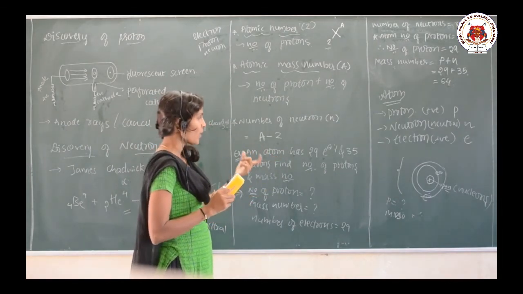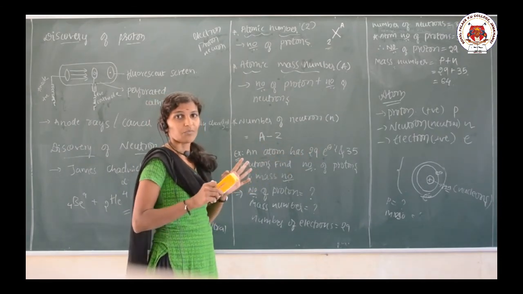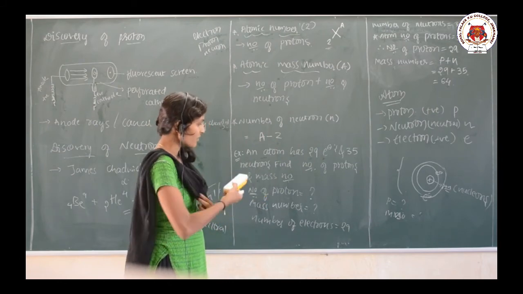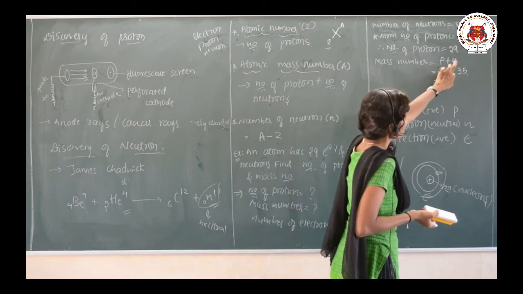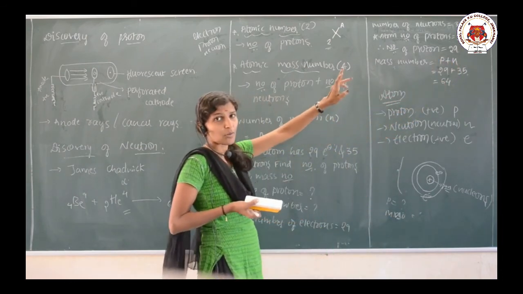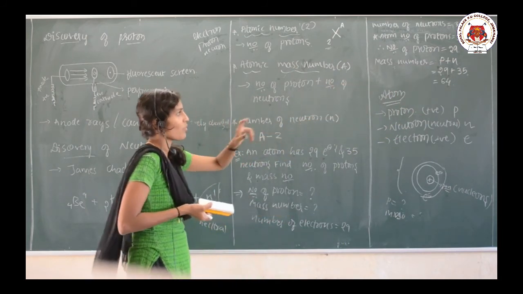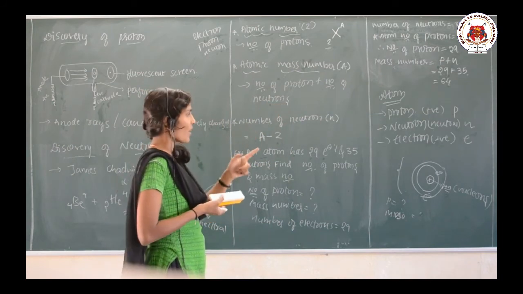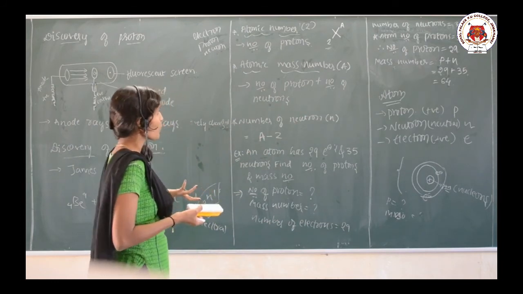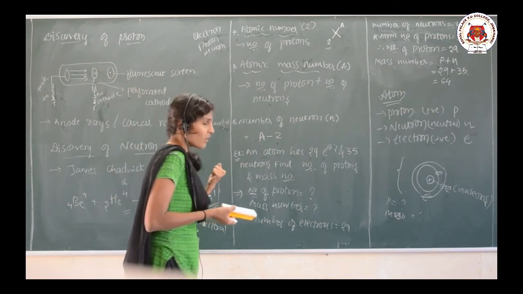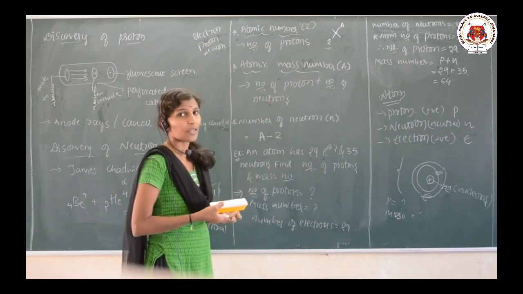So always the number of electrons equals the number of protons. So both are 29. And what will be the mass number? Mass number is the sum of the proton and neutron. We already calculated the number of protons, that is 29, and the number of neutrons they have given, that is 35. 29 plus 35 gives a mass number of 64 for the atom they have given. So this is how we can find the number of protons and the mass number in this particular example.